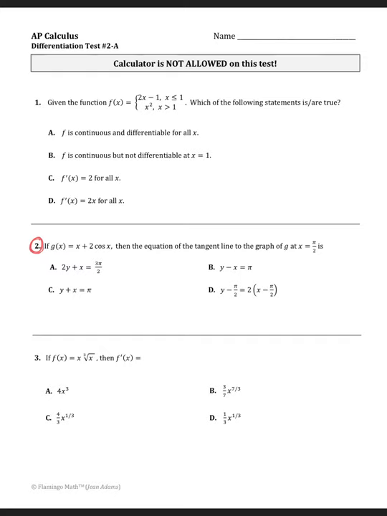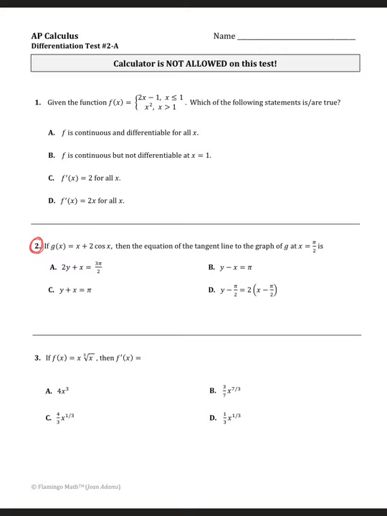Okay, so I just wanted to go over some of the most missed questions on this test number 2. The most missed were number 2, number 10, and number 13. Okay, and then I'll talk about the free response. So let's look at number 2.